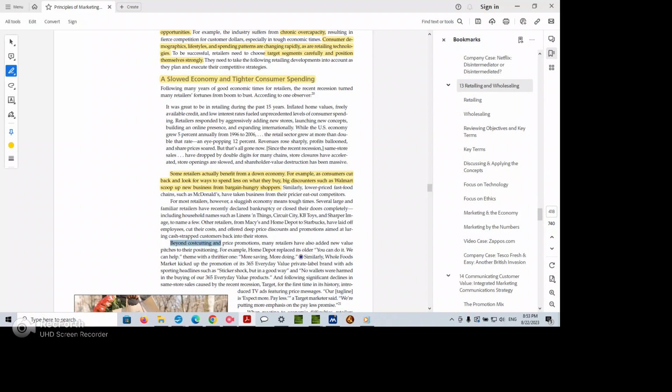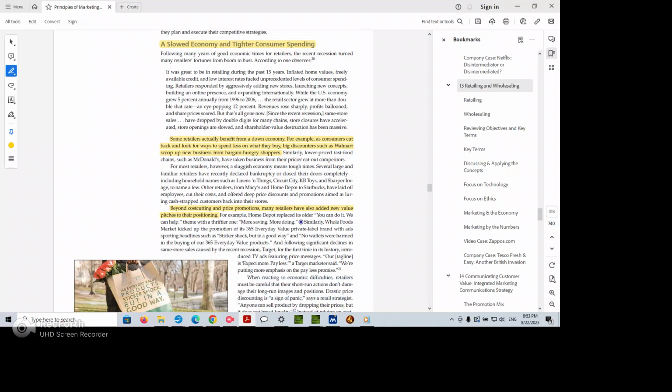Beyond cost cutting and price promotion, many retailers have also added new value pricing to their positioning. For example, Home Depot replaced the older "you can do it" with a "we can help" theme: being thriftier, more savings, more doing. Similarly, Whole Foods Market kicked off the new promotion of the 365 Everyday Value line, a private label brand, with ads supporting headlines such as "Sticker shocks can end, but in a good way, no wallets were harmed," and buying these 365 Everyday Value products.